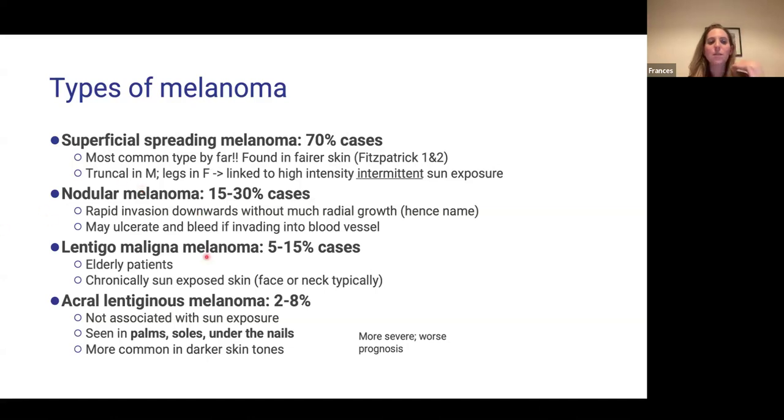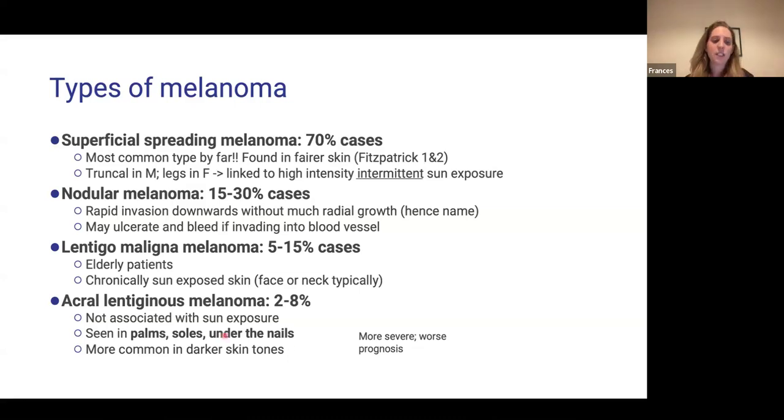Nodular melanoma has much more rapid invasion downwards, but it doesn't tend to grow outwards much. So obviously, if it's going down, it's much more likely to ulcerate and to bleed because it gets to the blood vessels. Then you have lentigo maligna melanoma, which is in elderly patients, in chronically sun-exposed skin. And then acral lentiginous melanoma is not associated with sun exposure. This is the one that you see in your nails, in your palms, in your soles, and you can often see it in darker skin tones.